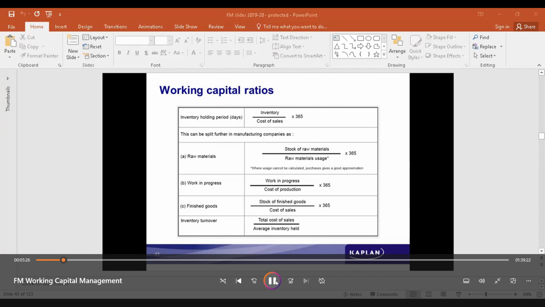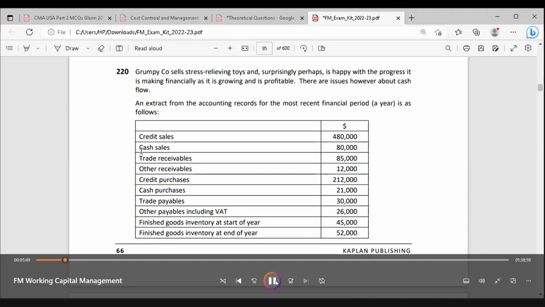We did solve a couple of questions from working capital management in the class. The overall part of it is the Grumpy company sales. I'll put this one on the screen. If you were present on the day when that specific question was done, let me know. We can skip that one and focus on other questions. So, Grumpy company sells stress relieving toys and, surprisingly perhaps, is happy with its progress.